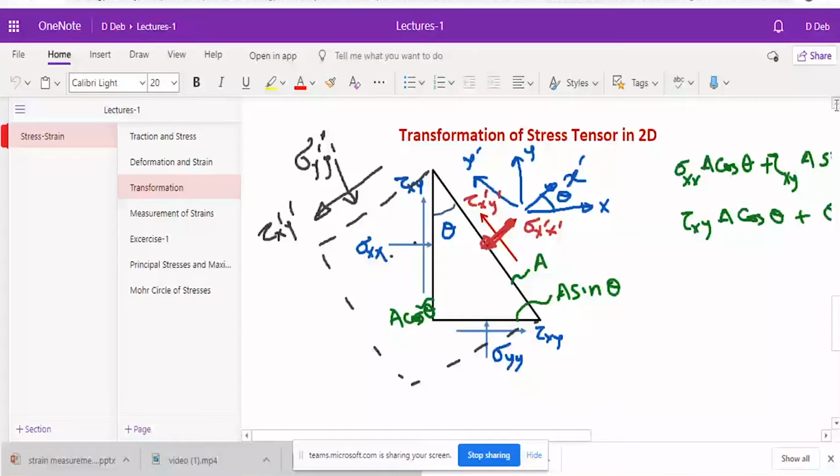You cannot directly apply vector operations to a tensor quantity. It will be completely wrong, because the area is also changing. So you cannot apply vector operations to a tensor quantity. Okay, now we will do another exercise.